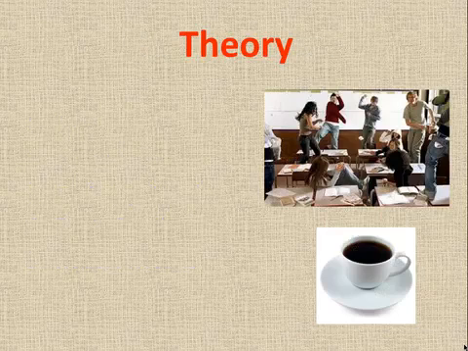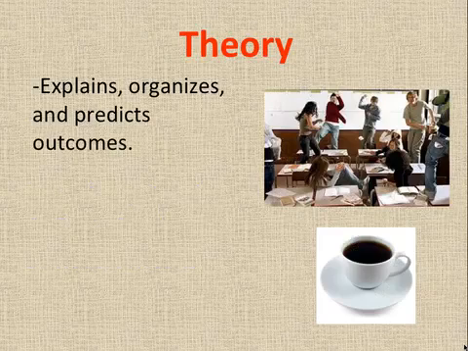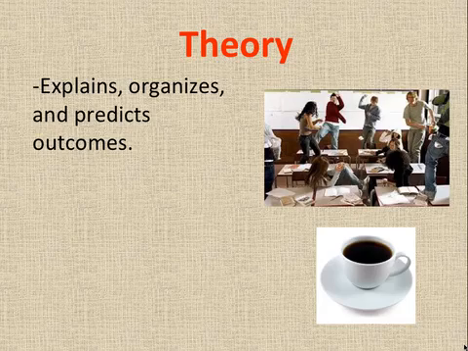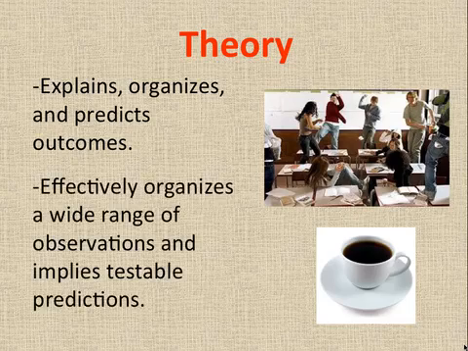Okay, so first let's talk about theory. A theory explains and organizes and predicts outcomes. So in a theory we have something that we observe. We observe behavior, and a useful theory will effectively organize a wide range of observations, and it implies testable predictions called hypotheses.